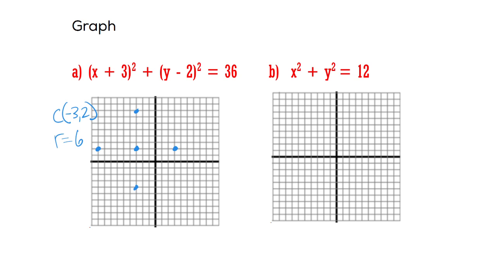And with those 4 points, I just try to do my best to make a circle out of that. So make it nice and round. It's not a square. It's not a rhombus. Try to make it nice and round.